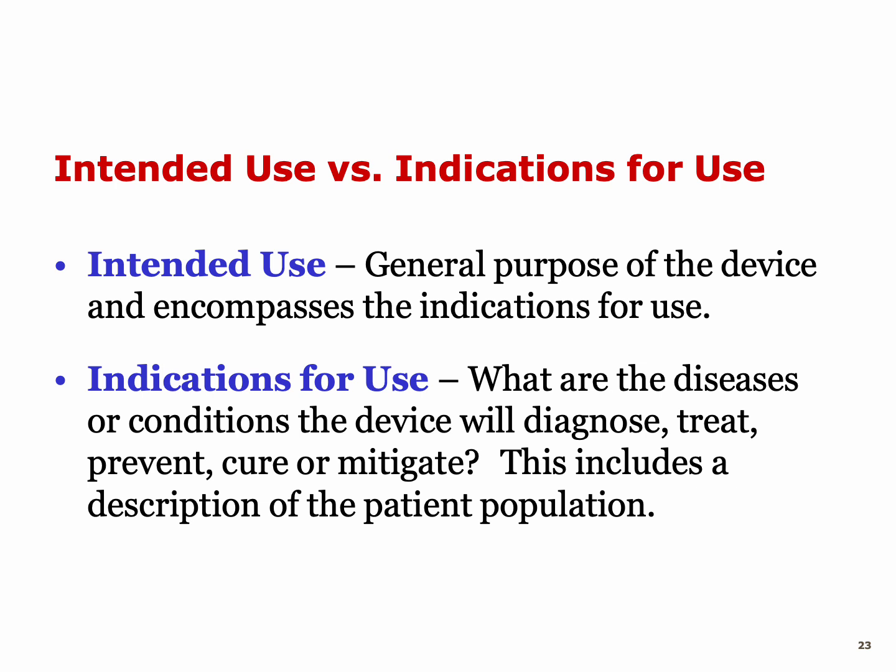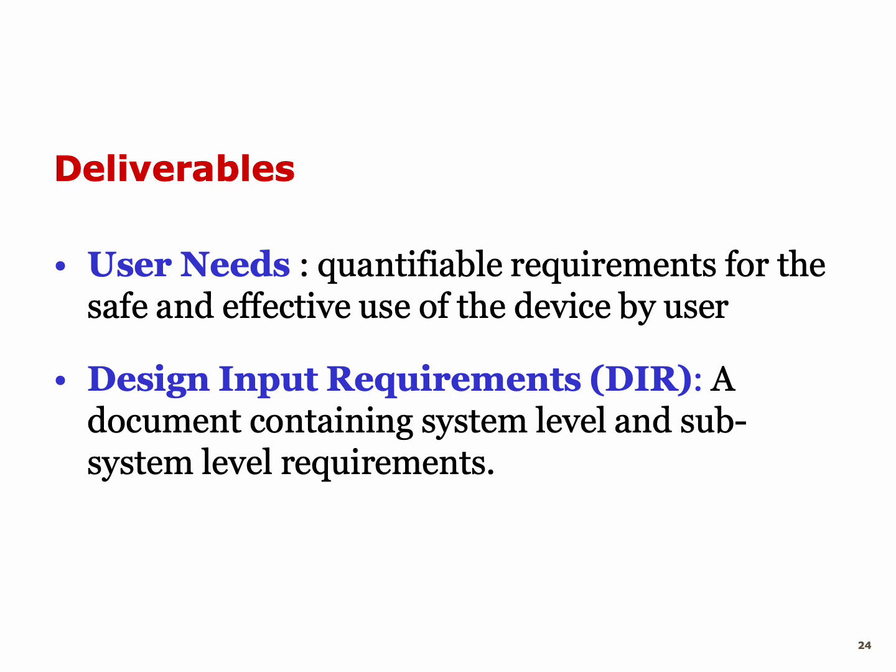Now let's talk about the intended use versus indications for use. An intended use is the general purpose of the device and encompasses the indications for use. Now, indication for use is what diseases or conditions the device will diagnose, treat, prevent, cure, or mitigate. This includes a description of the patient population. So there's a difference between intended use and indication for use.